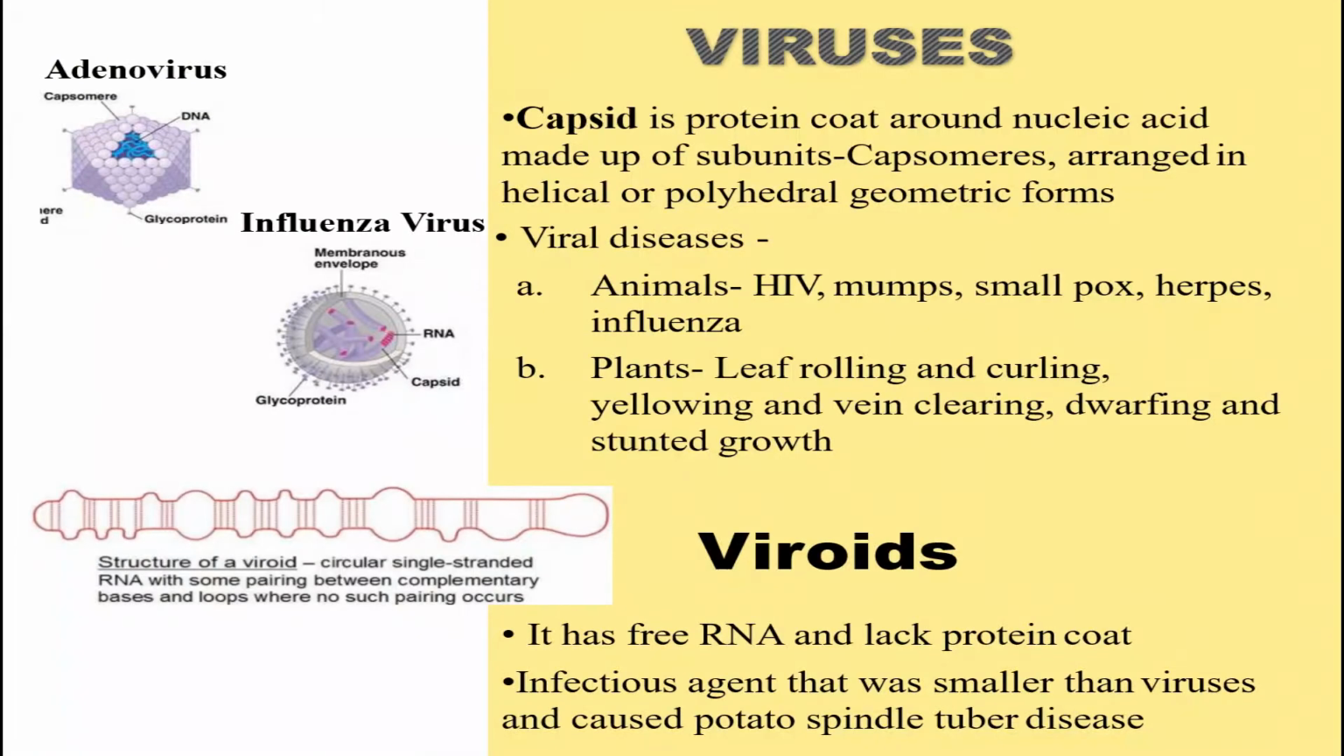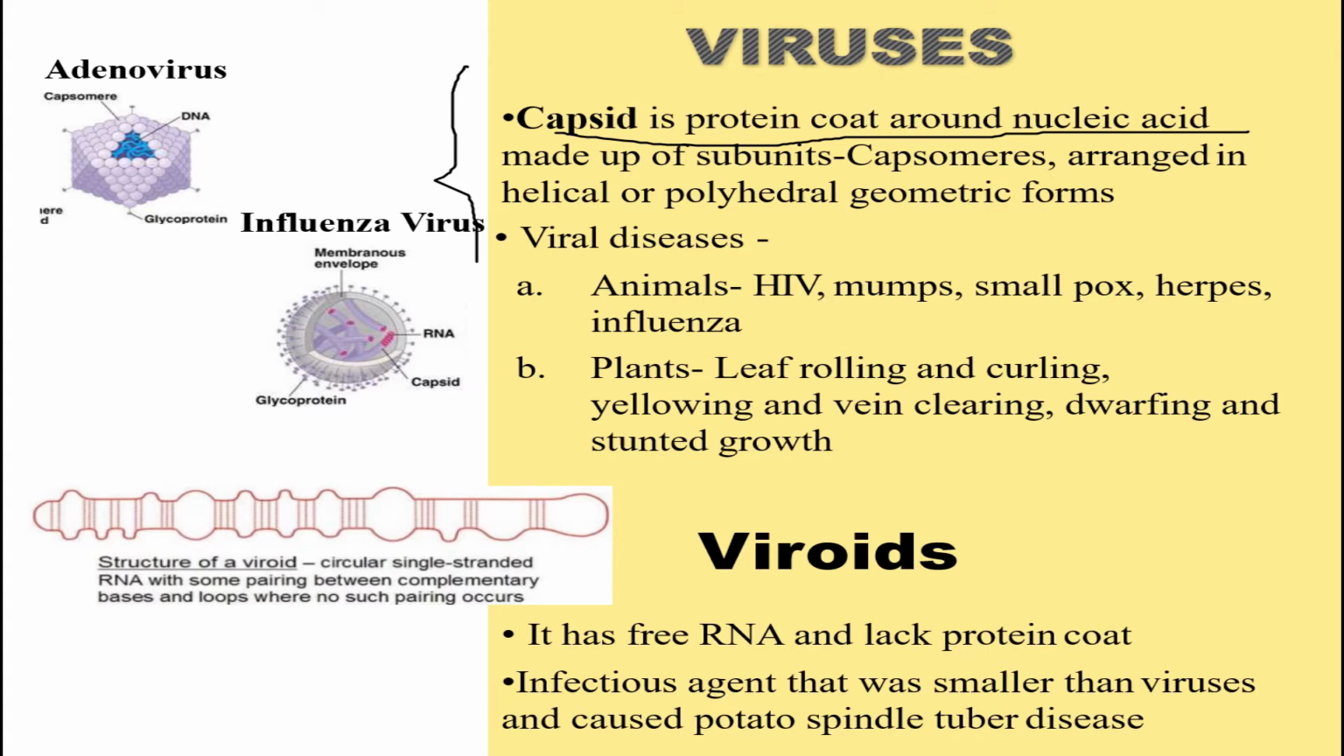Now more about the virus and its structure. The capsid is a protein coat which surrounds the nucleic acid and is made up of subunits called capsomeres, arranged in helical or polyhedral geometric forms. So the capsid is a layer that surrounds everything, as you can see in this picture of adenovirus as well as influenza virus.